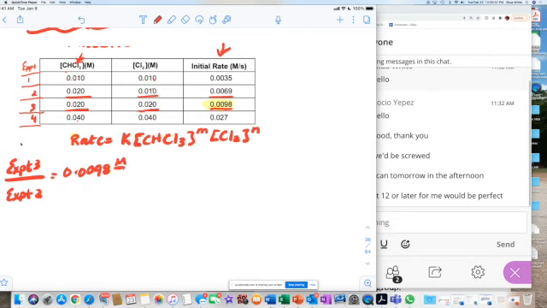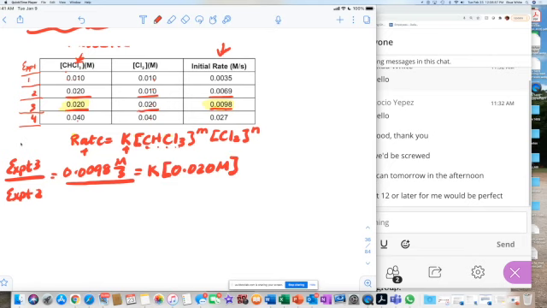0.0098 m over s, starting with that number, equals k. So I did this number, I'm doing this number next. K, leave it as is. Find the concentration of CHCl3, which is this number right here, 0.020. And the unit here is M.